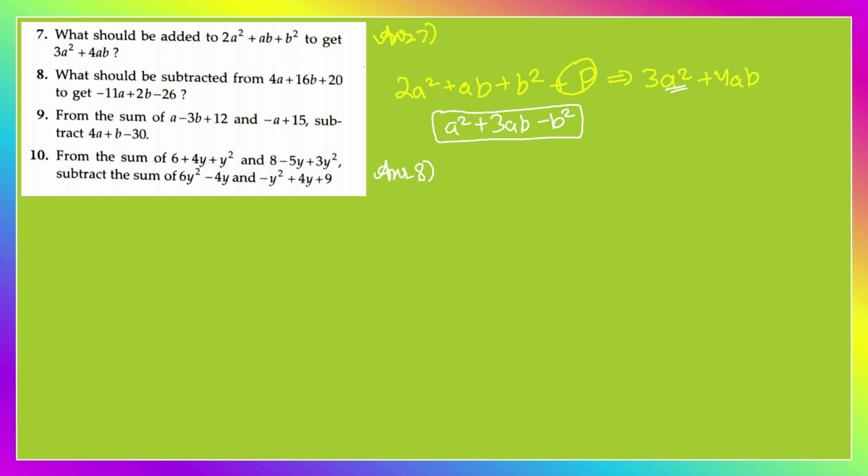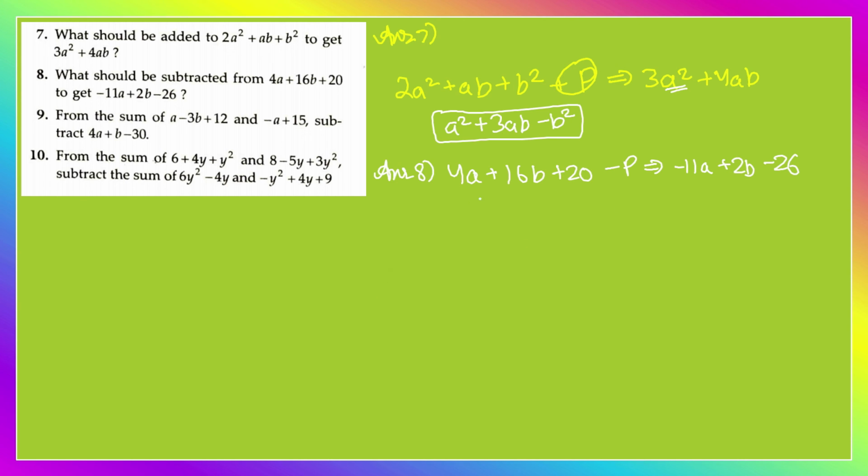Answer 8. So we have, what should be subtracted from 4a plus 16b plus 20 to get minus 11a plus 2b minus 26. So we have 4a plus 16b plus 20, and I have to subtract something, and what I have to subtract that I am going to tell you. And here what I am going to do, I get the polynomial as minus 11a plus 2b minus 26. So we have this type of questions. So now what should be subtracted from it?